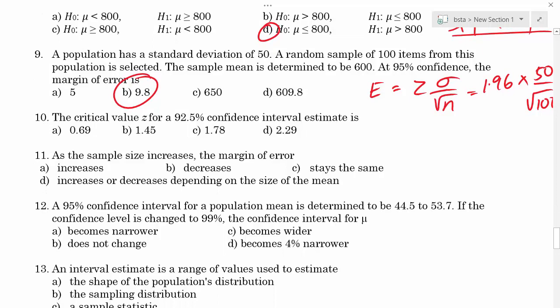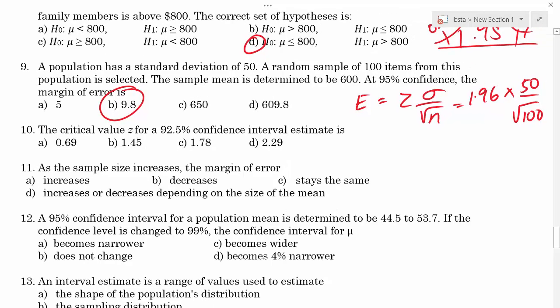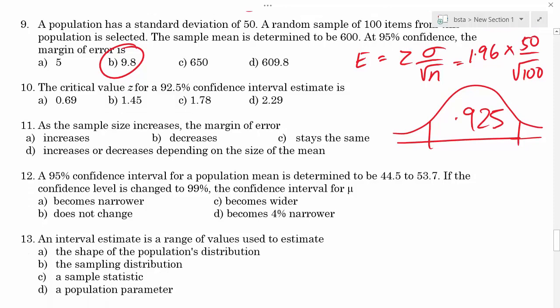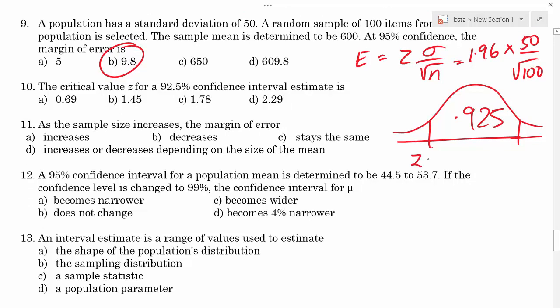Okay. Confidence interval, the critical value if you're doing a 92.5% confidence interval. Anybody want to try that? 92.5 confidence interval. The critical value again is the number you go in to look for in the table. What is your Z value if you have 0.925 in the middle there? 1.78. So what did she do?